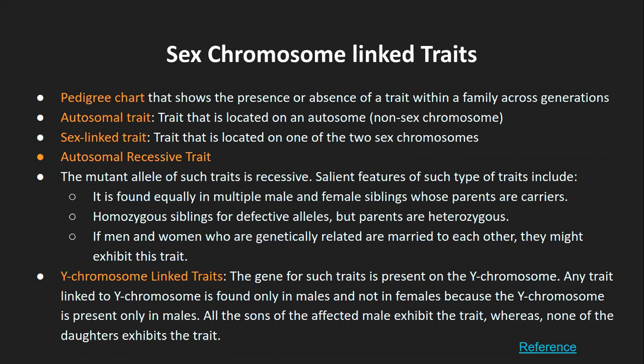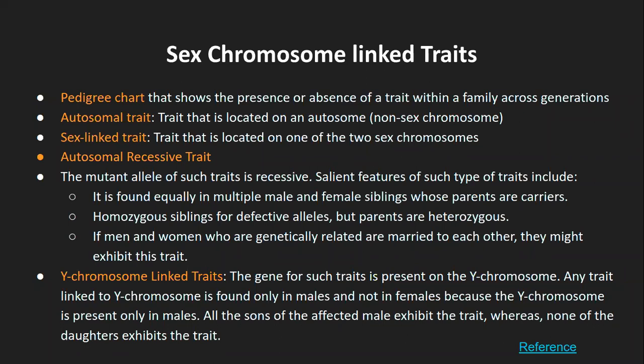So that is what it means by it being found equally in multiple male and female siblings whose parents are carriers. If the parents are carriers, both male as well as female children are equally going to be affected. If you remember the Punnett square of the monohybrid cross and how gamete formation happens, this will be more clear. So that way male and female are both equally affected.